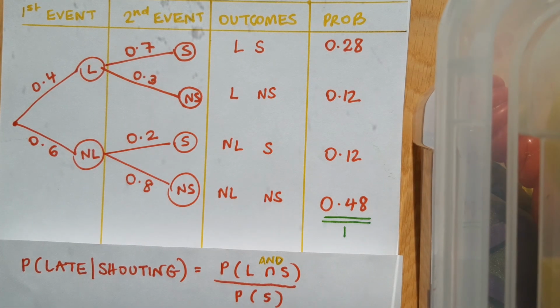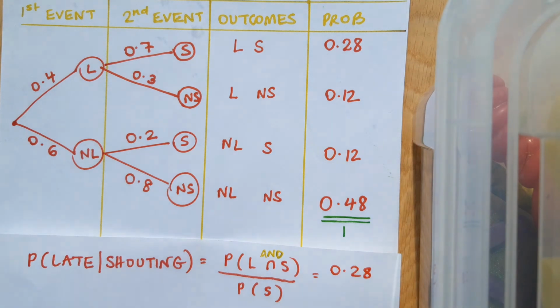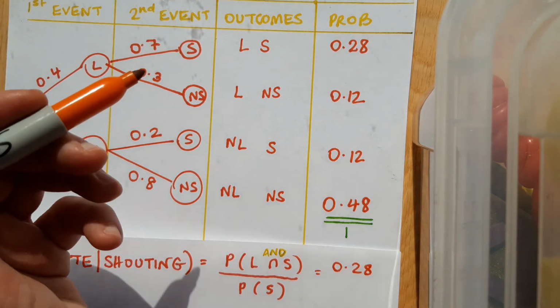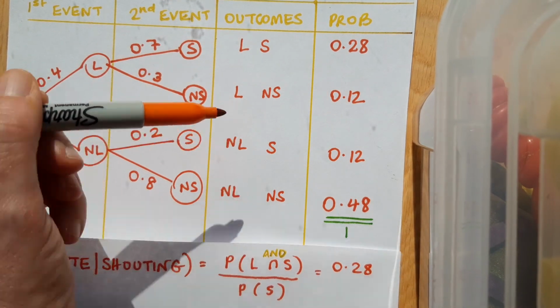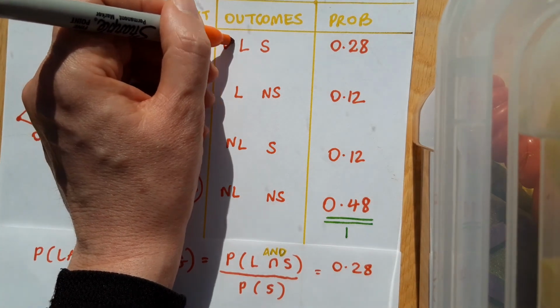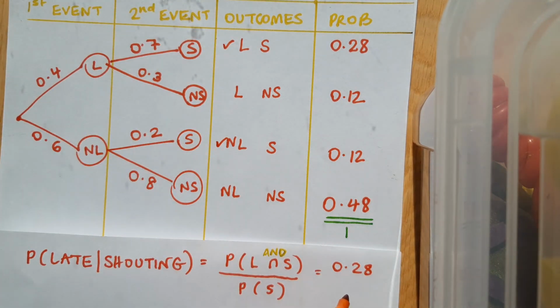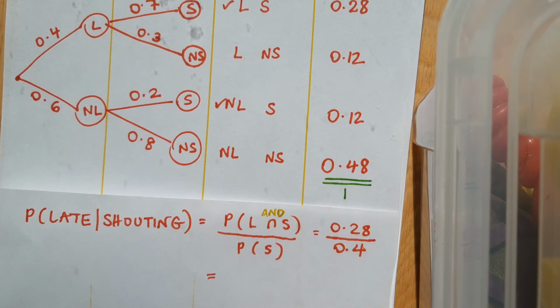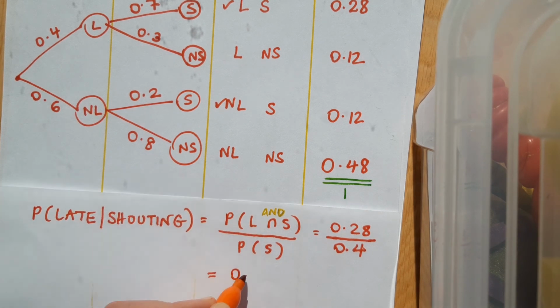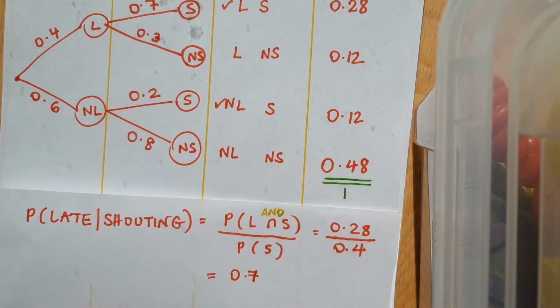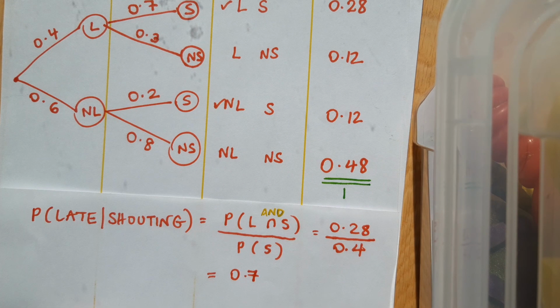It's 0.28. And the probability that I hear shouting, well, there's actually a couple of outcomes that have shouting in them. Poor old Horace again. So this outcome and this outcome both have shouting in them. So I want to include both of those in my probability of shouting. So that's 0.28 and 0.12, which is 0.4. When I simplify this, I'm going to get 0.7. So if I hear shouting, the probability that Horace is late is 0.7.